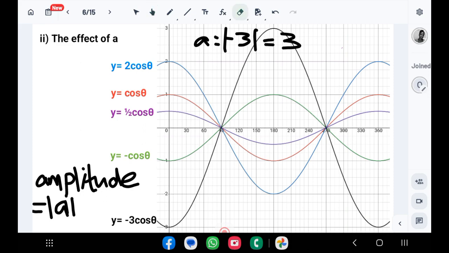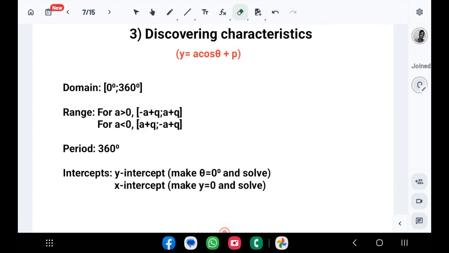Now let's look at how the characteristics are affected. We're looking at the characteristics of the graph of the standard form y equals a cos theta plus q. The domain is between 0 and 360 degrees, unless you're told there are no restrictions. The range will be determined by A, basically. If your A is positive, your range will start from the negative and end at the positive, or follow that direction. In other words, your range will be negative A plus q to A plus q.